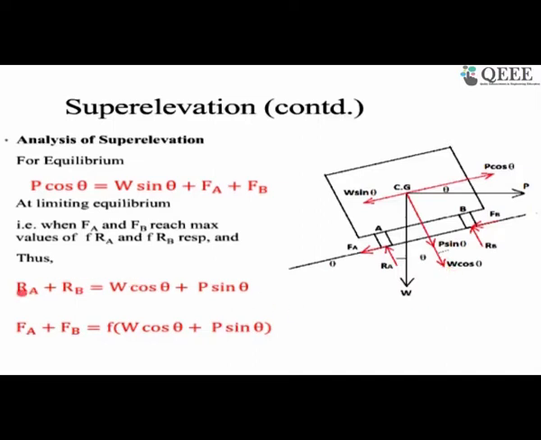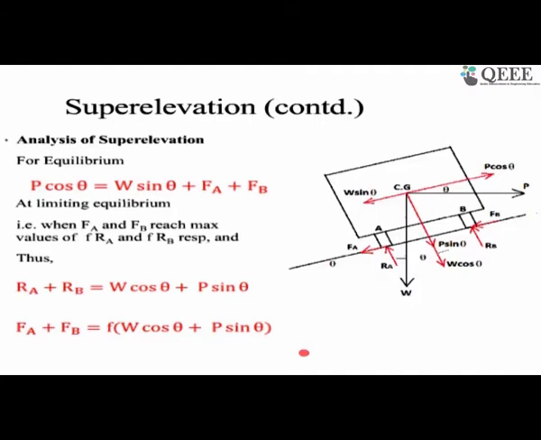Now if you want to see it from the friction force, the friction force is the friction coefficient F times RA plus RB, which is W cos theta and P sin theta. So ultimately we are getting Fa plus Fb is equal to this equation. Now we have seen this equation, and Fa plus Fb we are seeing this equation.